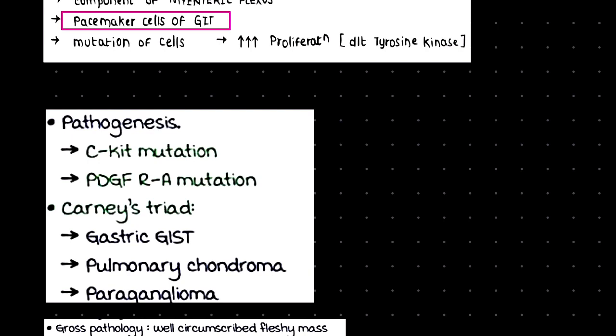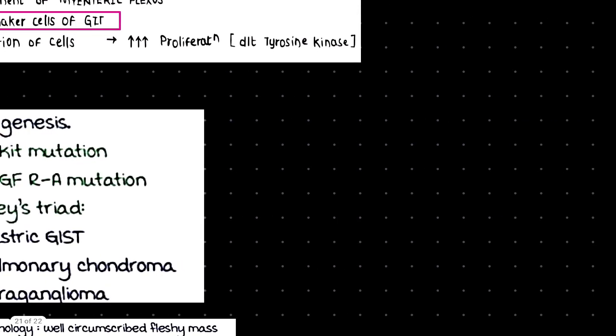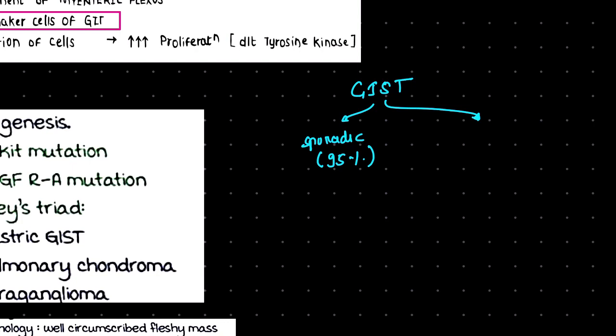Now moving further, we are going to study about pathogenesis. I would like to mention something right here. This tumor, our GIST, is sporadic in about 95% of the cases, and in around 5% it is familial, right? The familial case of our GIST is related to the NF gene.